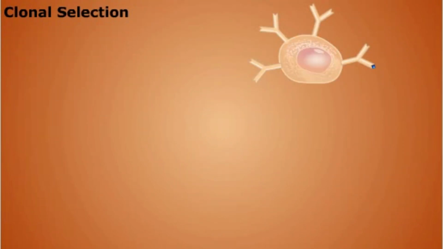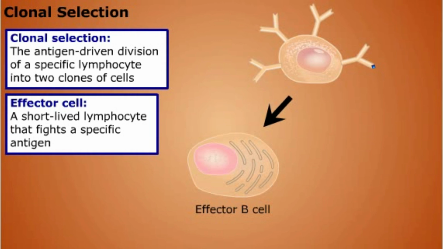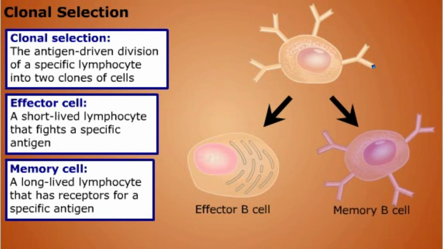Once a particular T or B cell is activated by an antigen, it begins a series of cell divisions called clonal selection. Clonal selection produces two groups, or clones, of cells. One clonal set of cells consists of short-lived effector cells, which work to destroy the specific antigen. The other clonal set of cells consists of memory cells, long-lived cells that have receptors for the specific antigen.